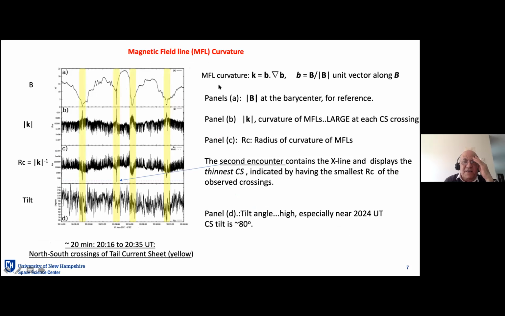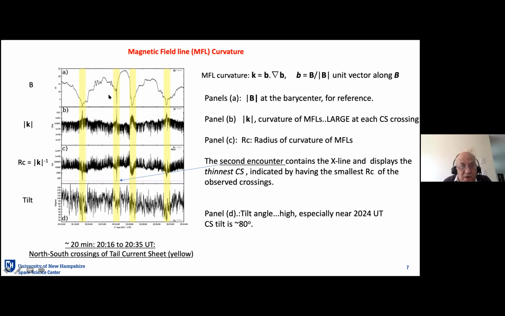Then we look at the magnetic field curvature, which is this quantity here, where B is a unit vector along the magnetic field. The top panel is here for reference. The second panel is the curvature of the field. And you notice that in these yellow dashes is where you cross the current sheet. There are four instances here. And you notice the curvature becomes very, very big, highly curved, large at each side.